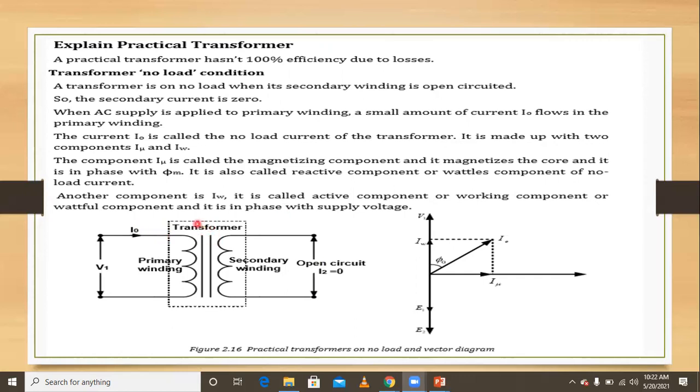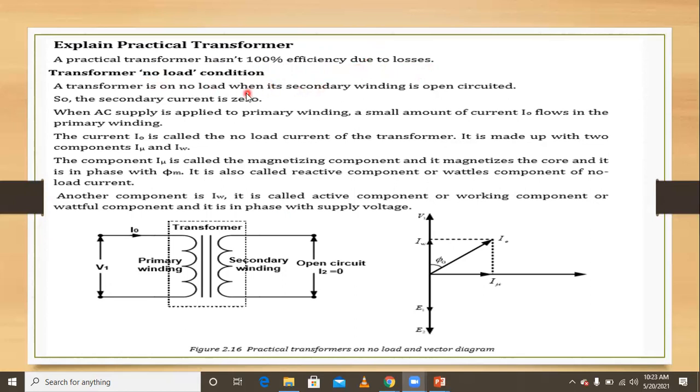Understood? Practically it is different because the transformer core is excited, because of some flux and magnetizing current. A small amount of current flows to the core of the transformer, and that current is called the no load current. A practical transformer doesn't have 100% efficiency due to losses. 100% efficiency means there is no loss, but practically the transformer has some losses.